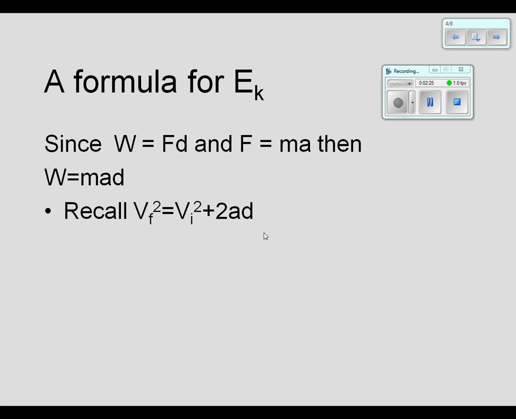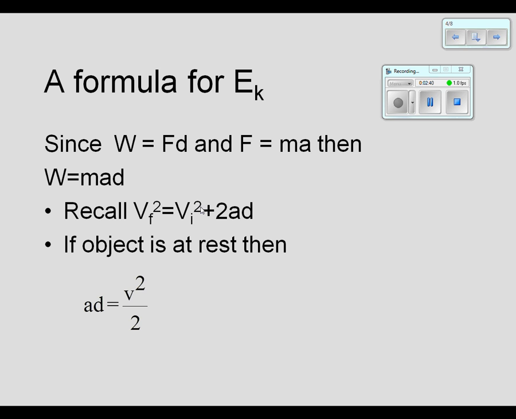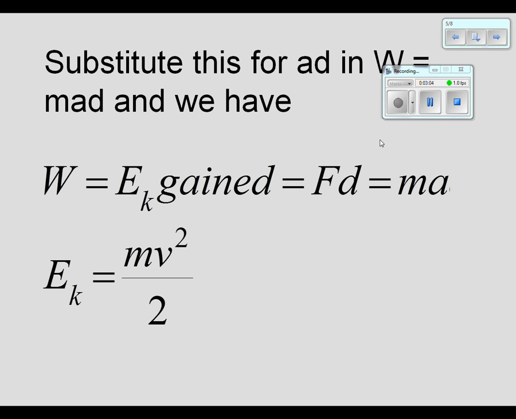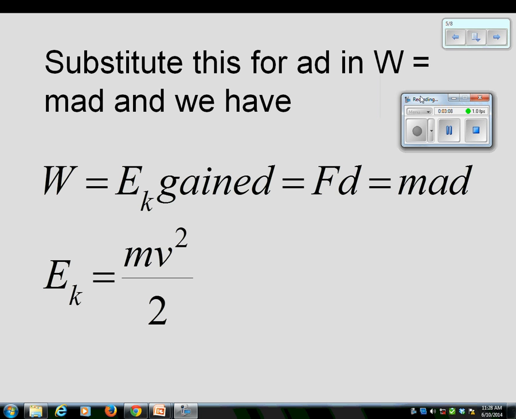This AD right here and this AD right here seem to look familiar. If the object is initially at rest, then what happens? VI is 0, right? So if VI is 0, then AD is simply equal to VF squared over 2, right? And now this value here can go in there. Substitute this for AD, and we get EK is equal to mv squared over 2. The kinetic energy of an object is equal to its mass times the velocity squared divided by 2.